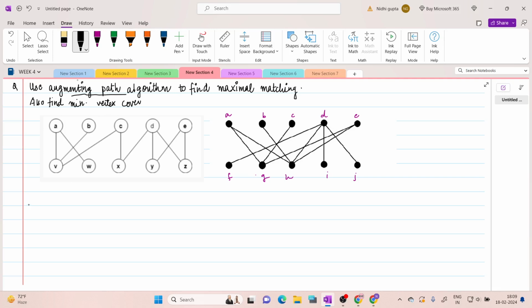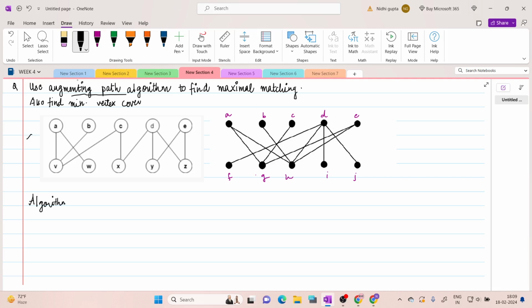So what does that algorithm say? We have to find a maximal matching for both these graphs using this augmenting path algorithm. So first of all, I'll explain the algorithm and then we will solve this question.